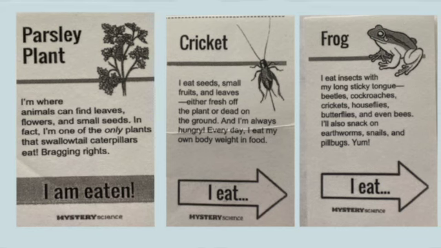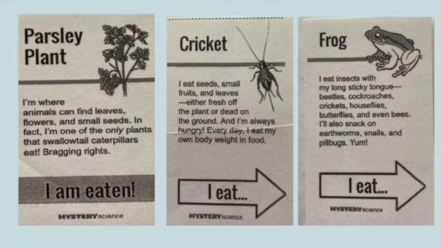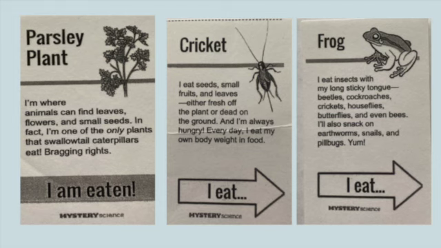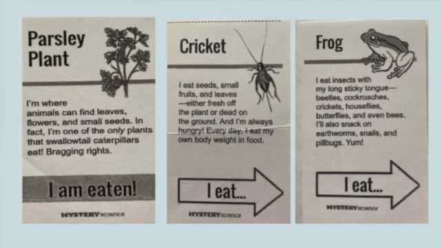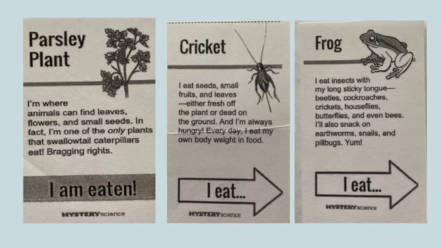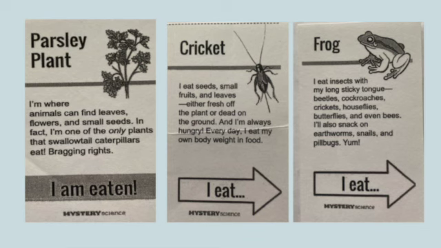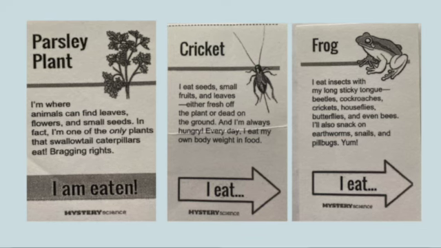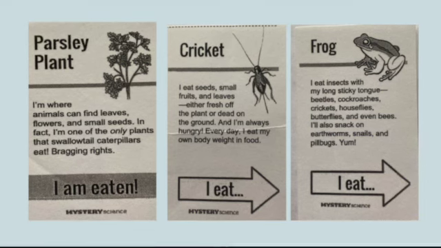A food chain shows one example of what eats what. When I look at the cards, I can see the cricket is not the only consumer eating the parsley plant. It says that swallowtail caterpillars also eat it. The frog's card says it eats beetles, cockroaches, crickets, houseflies, butterflies, and even bees, and it snacks on earthworms, snails, and pillbugs. Yum!